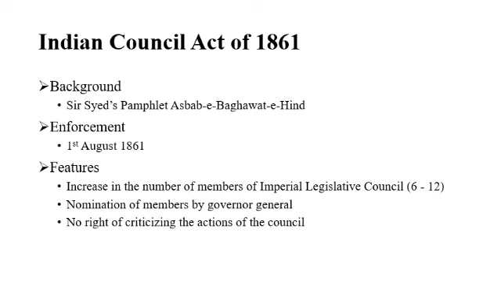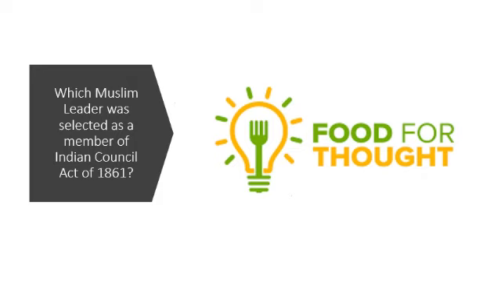Such members would be nominated by the Governor General, and such members would not have the right to criticize the actions of the council. Food for thought is there for you, dear learners: which Muslim leader was selected as a member under the Indian Councils Act of 1861? Kindly write down this answer as part of the homework.